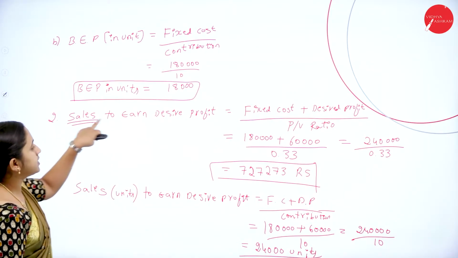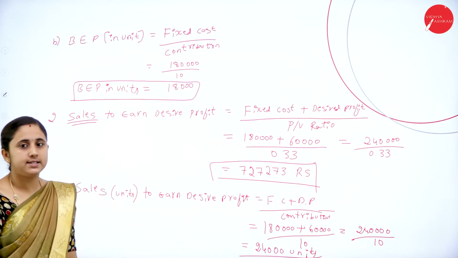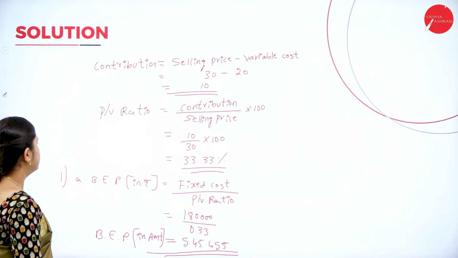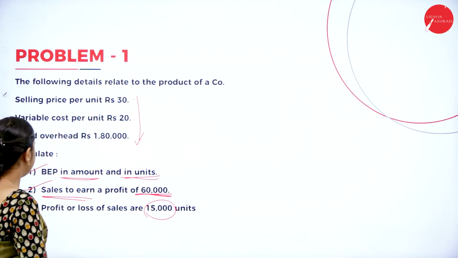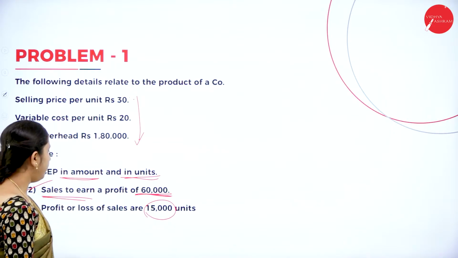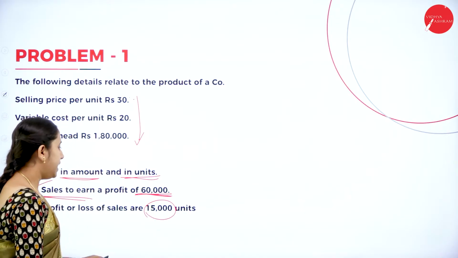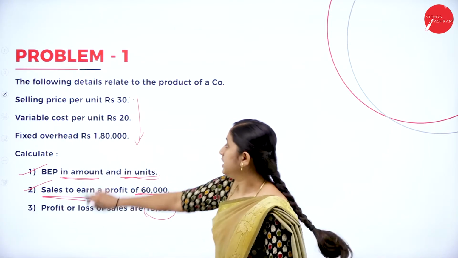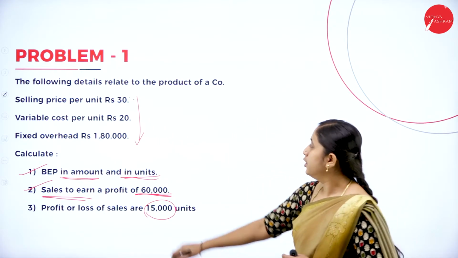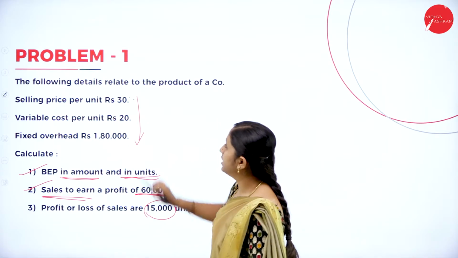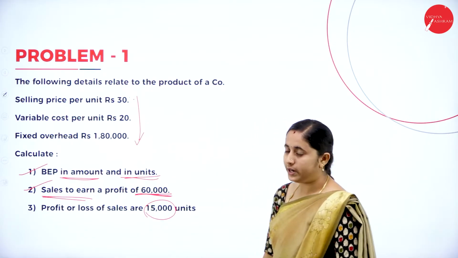So, sales in rupees, sales in amount to earn a desired profit. So, here sales to earn profit is over. Next, profit or loss of sale of 15,000 units. Here, they have given the selling price and variable cost per unit. Selling price per unit is 30 rupees and variable cost per unit is 20 rupees.